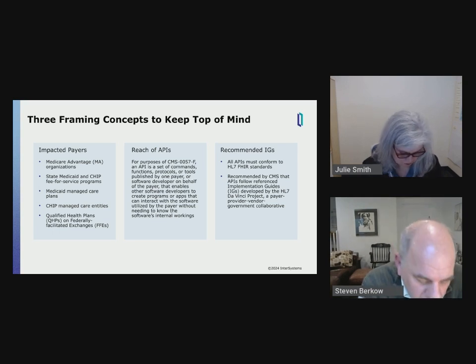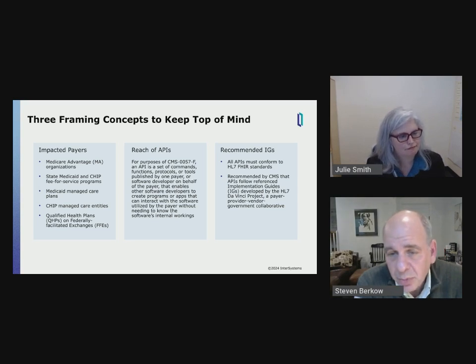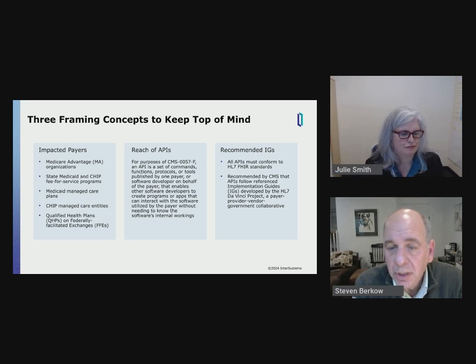So number 1, just keep in mind that the products, the planned products that are subject to 0057 are what they called impacted payers. And sometimes I think it's easier to not focus on what CMS is calling an impacted payer, but what's not here. And obviously the 2 big things that are not here are Medicare fee-for-service and commercial. Now, I think over time, the government is clearly trying to push towards more general adoption, but this rule is relevant to impacted payers. The next is the reach of APIs.